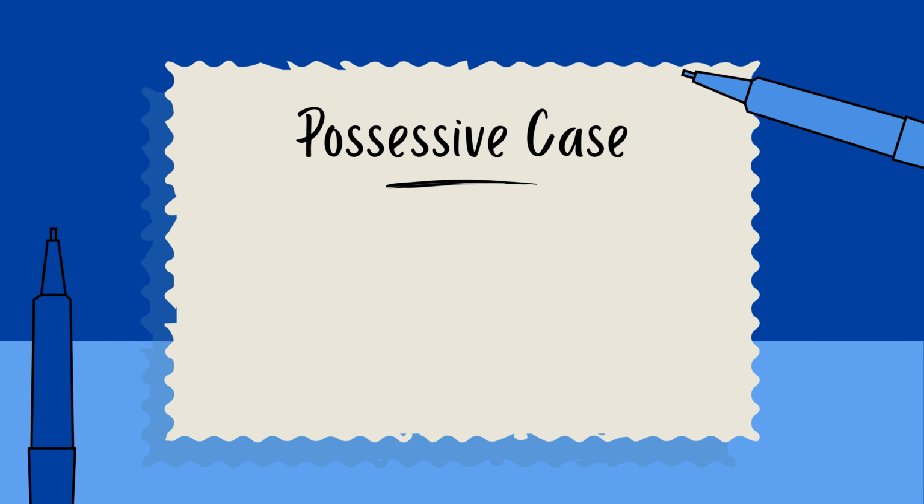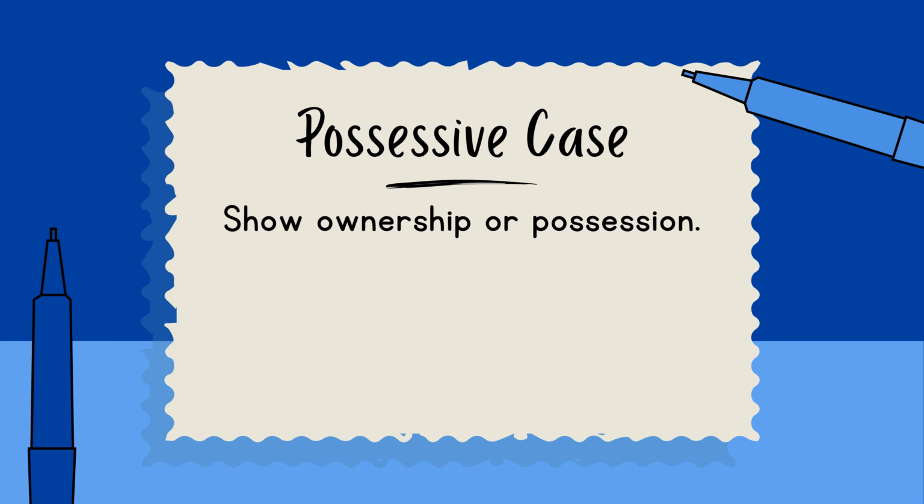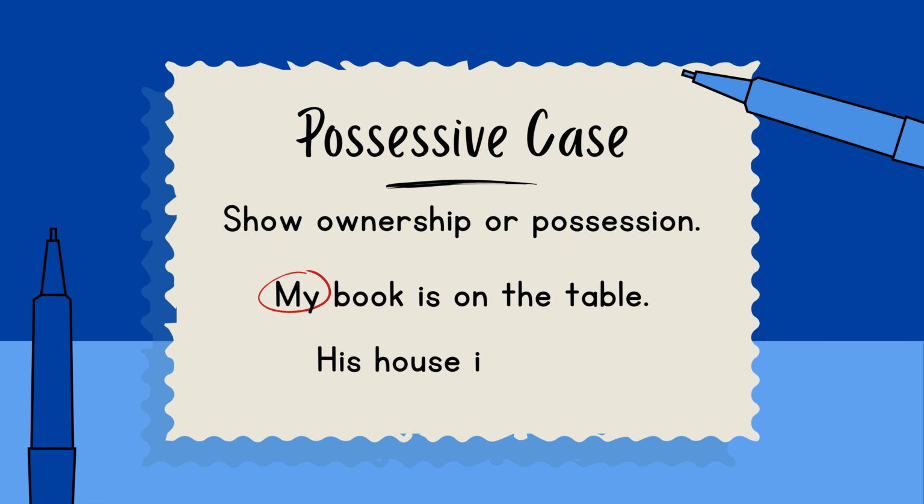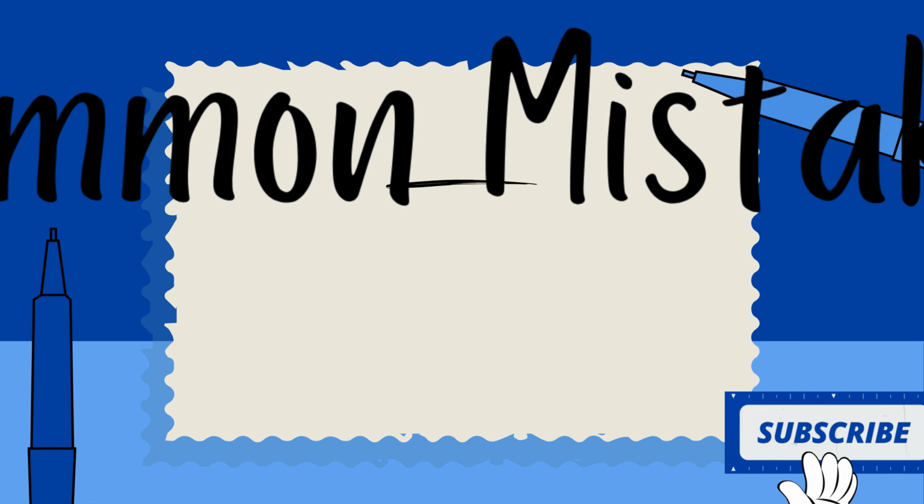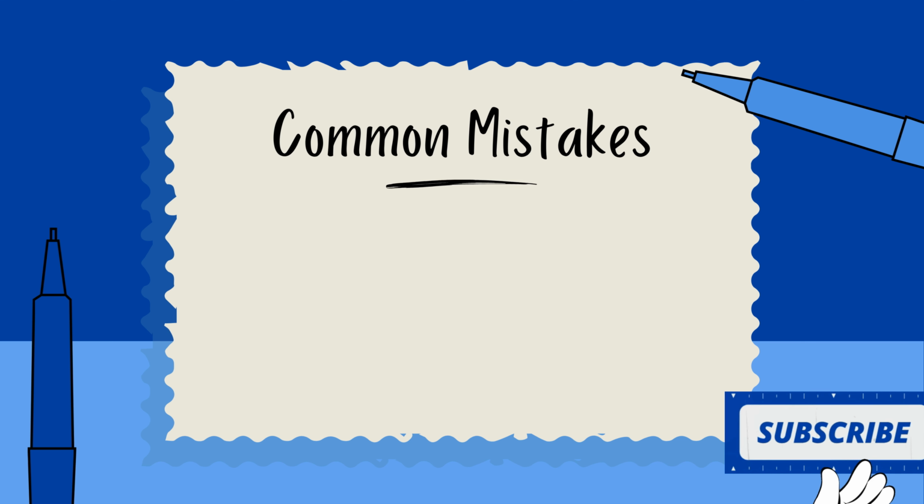Possessive case. Show ownership or possession. Examples: my book is on the table. My shows possession. His house is big. His shows possession.